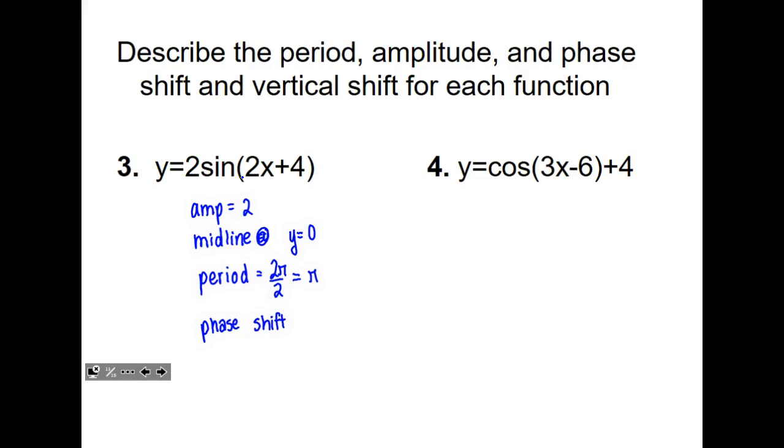The 4 over 2 sounds good. Are you sure it's to the right? It's going to be left because you have to go the opposite direction. So left 4 over 2, because it looks like it should just be left 4, right? But you have to divide by the number that's in front of the x if there is one. We haven't seen that yet because in the last phase shift we didn't have a number in front of the x. So this is really just left 2. Okay, so let's look at that on the graph.